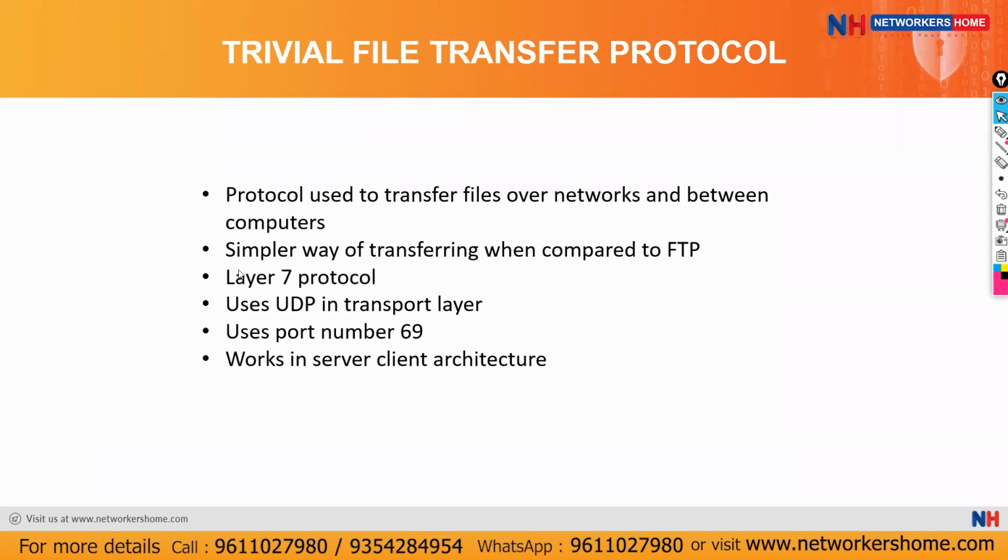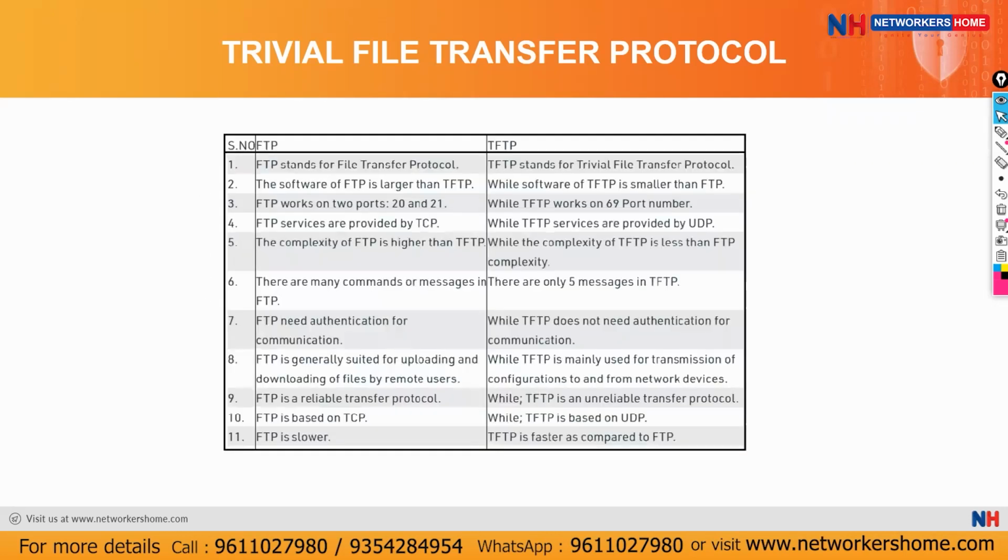Now, about TFTP, it's a layer 7 protocol, and this is where one difference comes in. TFTP uses UDP, whereas FTP uses TCP at the transport layer. TFTP uses port number 69, and it works in a server-client architecture. Of course, a lot of things are common. Now we'll study the differences between FTP and TFTP.